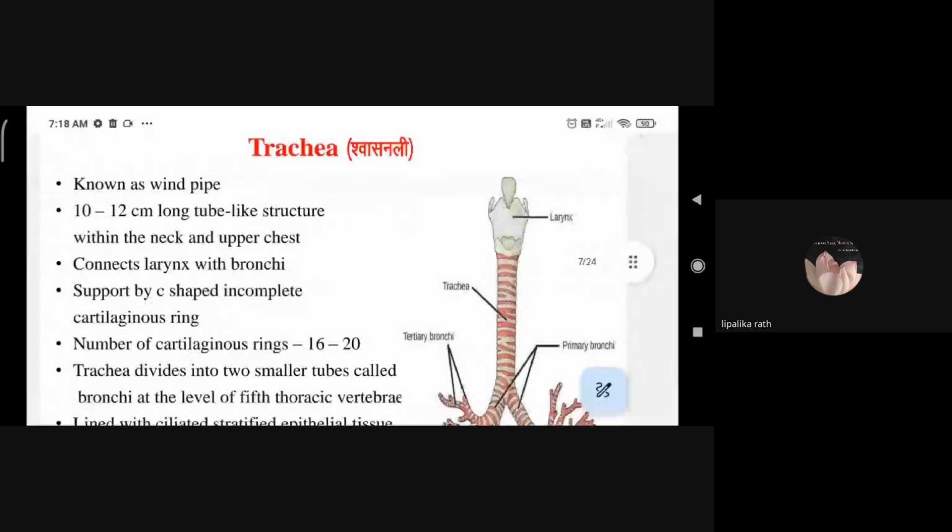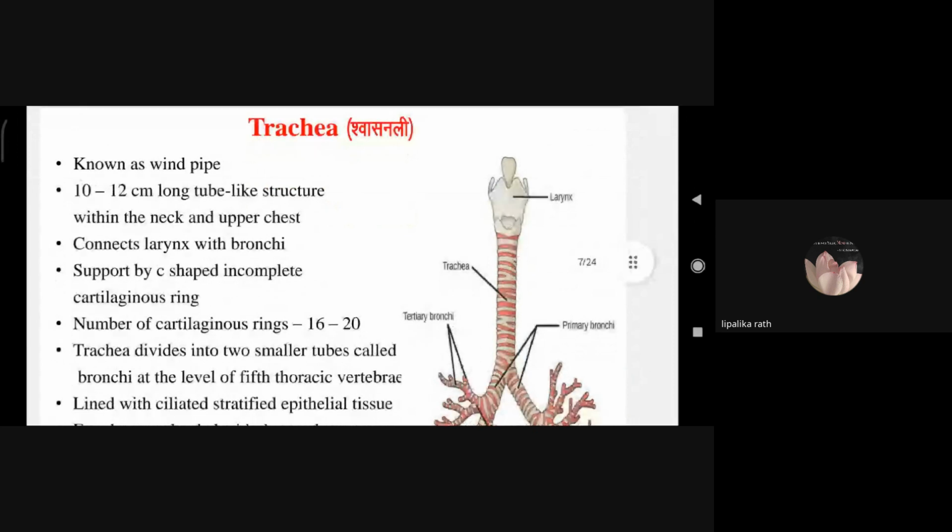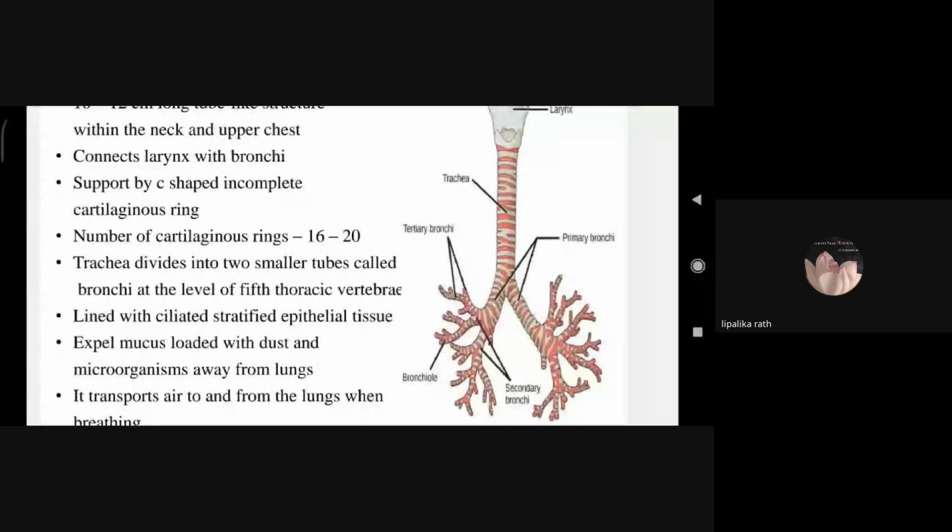So today we will start from trachea. Trachea is known as windpipe, 10 to 12 cm long tube-like structure within the neck and upper chest. It connects larynx with bronchi. Bronchi are the divisions of trachea. You can see here two bronchi are present. The divisions of trachea are known as bronchi. It is supported by C-shaped incomplete cartilaginous rings.